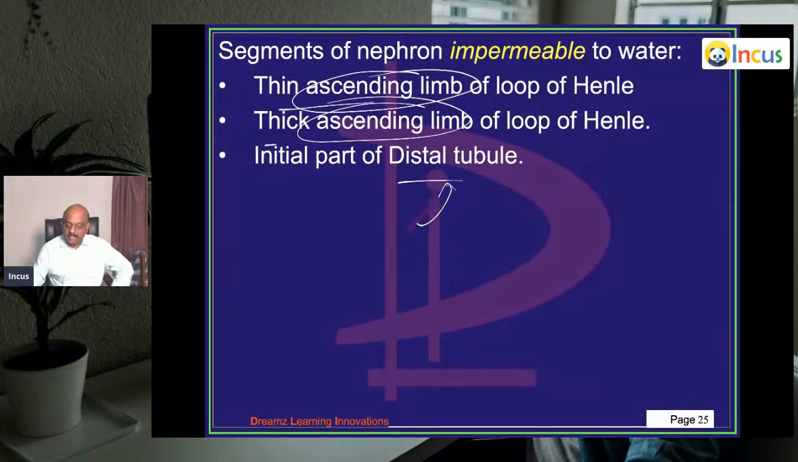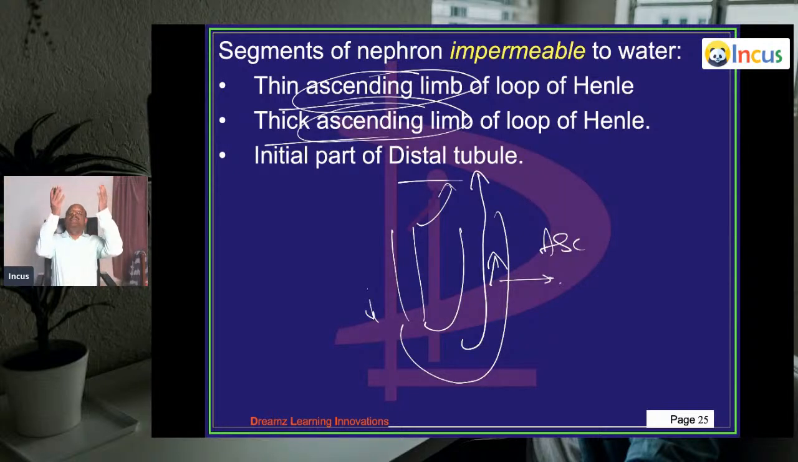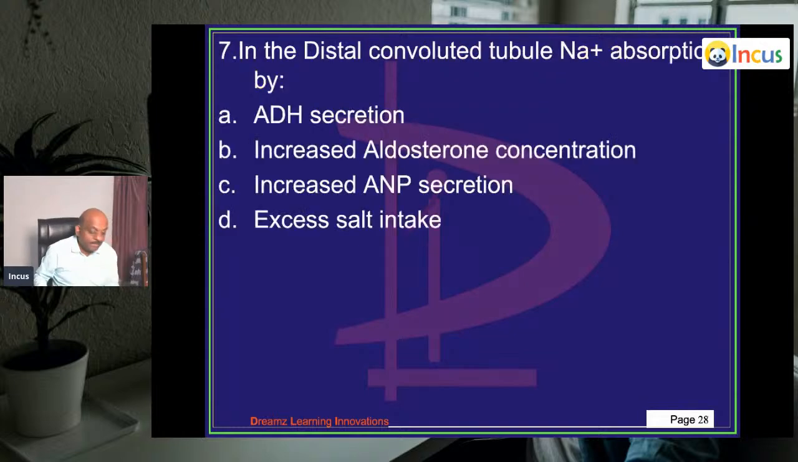Because both the thin ascending and thick ascending limb of loop of Henle, both of them, they are impermeable to the water. So this is the descending, this is the ascending. The ascending limb, it is impermeable to water, it is not reabsorbed. Because it is not reabsorbed, it will rise like a fountain. That is the easy way to remember. What are the impermeable segments of water? Thin ascending limb of loop of Henle and thick ascending limb of loop of Henle is what you need to remember.